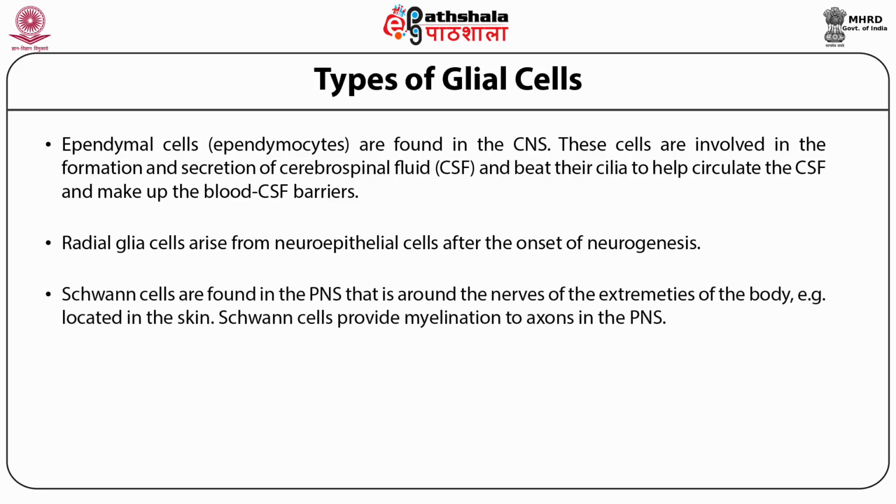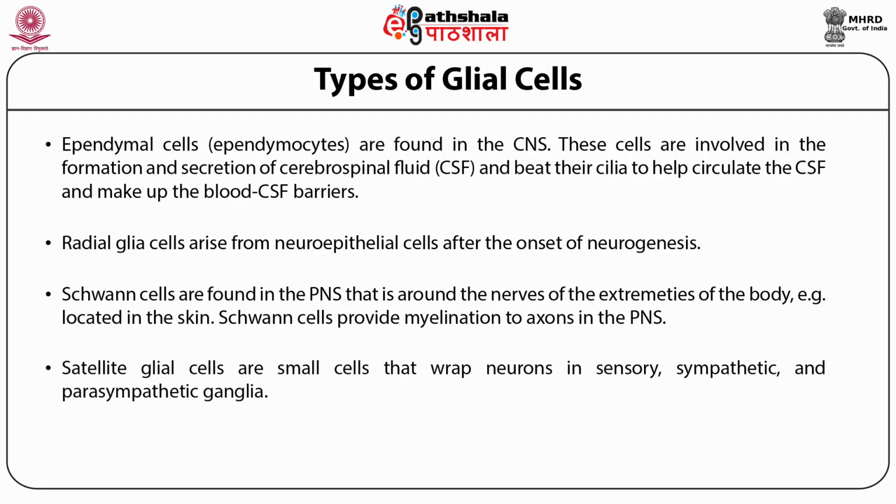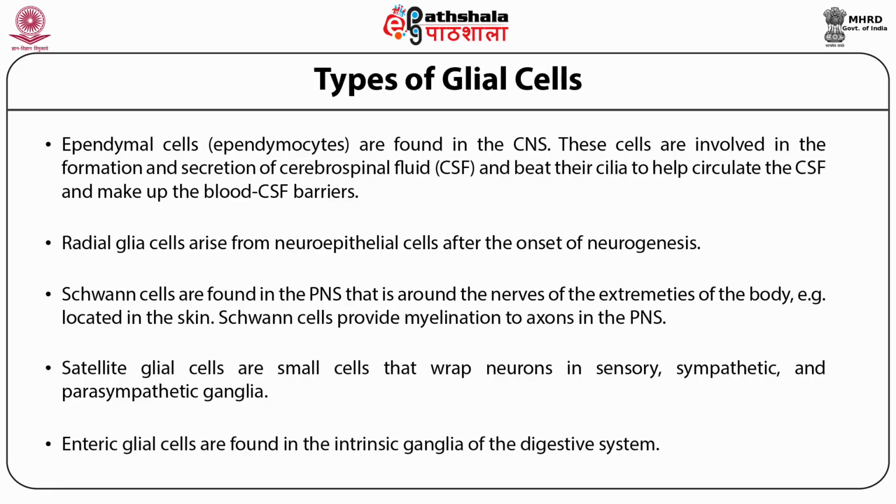Schwann cells are found in the peripheral nervous system, that is, around the nerves of the extremities of the body, like in locations in the skin. Schwann cells provide myelination to the axons in the peripheral nervous system. Satellite glia are small cells that wrap neurons in sensory, sympathetic and parasympathetic ganglia. Enteric glial cells are found in intrinsic ganglia of the digestive system.